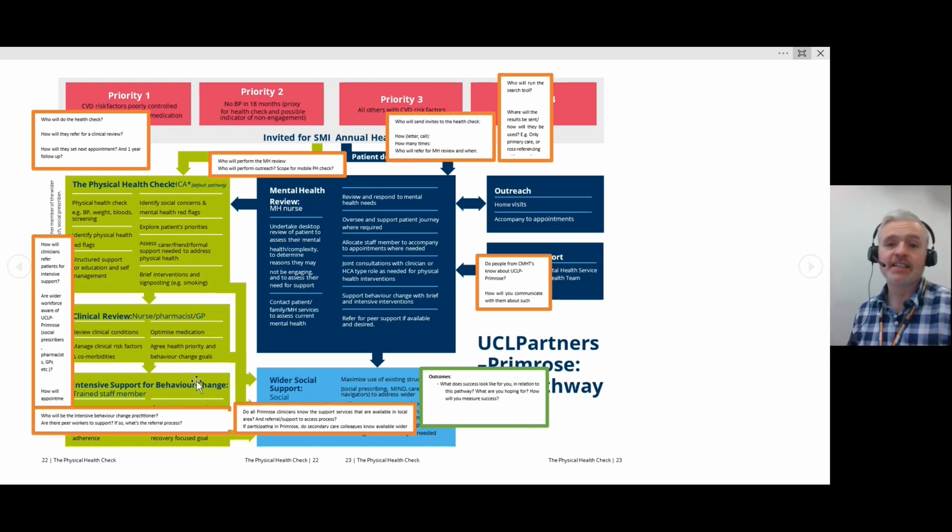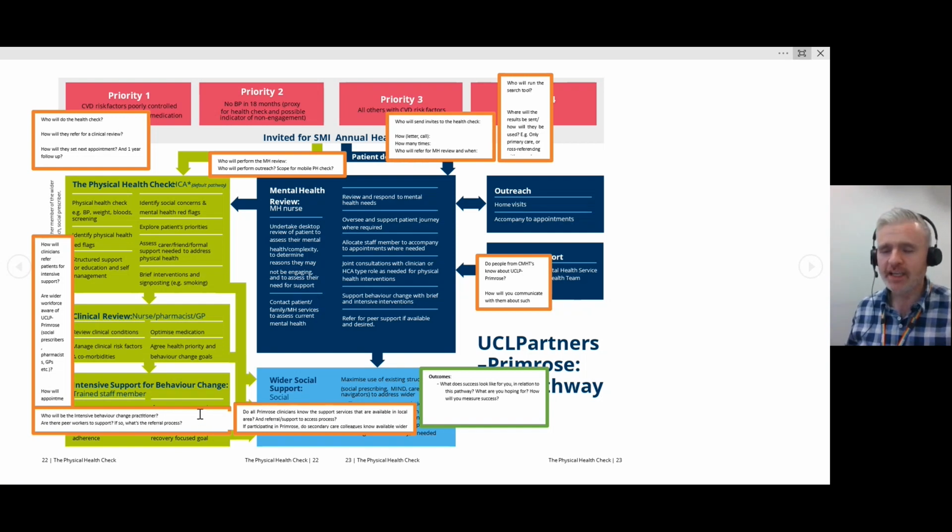So some places that's a health and wellbeing coach, some places that's a specially trained HCA. It might be the HCA who does a physical health check. It might be somebody else. Might be somebody from the voluntary sector. So some parts of the country, we've got very good input from third sector organizations who are very happy to be trained to do this behavior change intervention. And it might be people with lived experience, such as peer coaches as well.